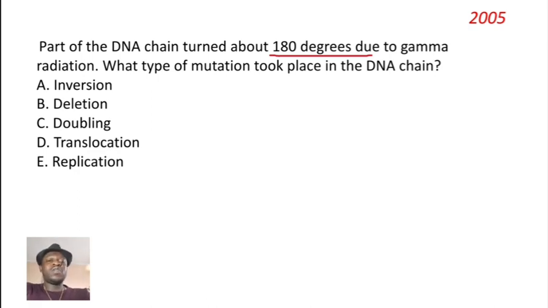Right. Okay. So this one is a straight answer. It's inversion. It's not deletion, because if there is deletion, there is a removal of a certain part of a certain gene, right? If there is doubling, there is increase, and translocation is from one place to another. Replication definitely is a wrong answer, right? So here, with the 180 degrees, the answer is inversion, right?